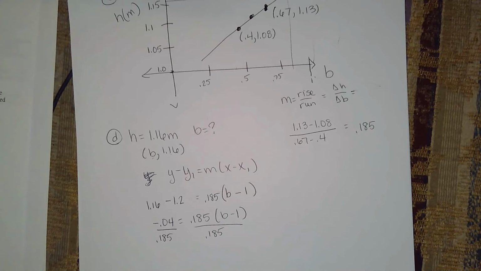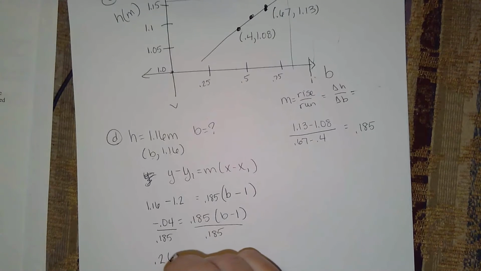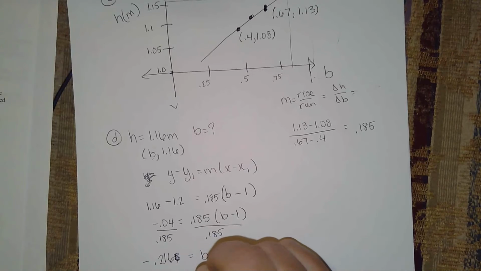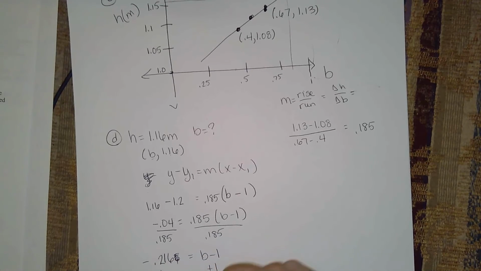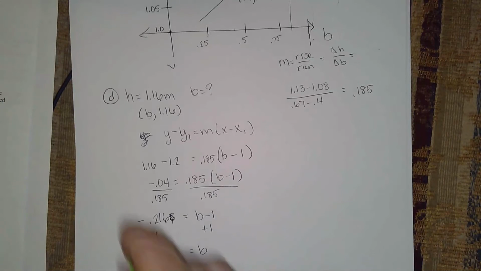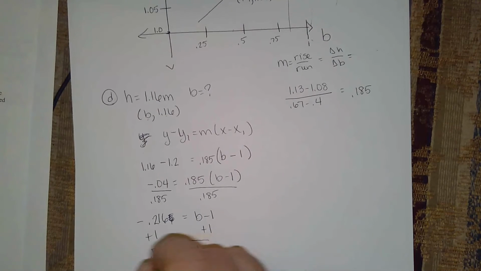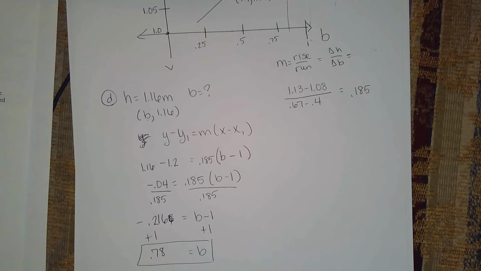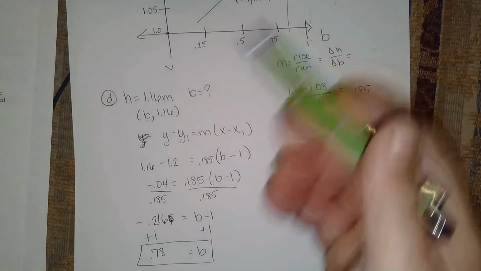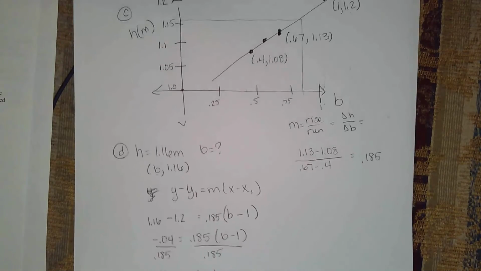So 0.04 divided by 0.185 gives me 0.216. That's negative, is equal to B minus 1. I'm going to add 1 to both sides, and so I'm going to find B is about 0.8. So, I could round that, 0.784, so we'll say 0.78. So there's the B value for that sphere. Now, if you look at the answer guide, I believe they have 0.8. So, I'm really close to it with a freehand graph. It's not bad.